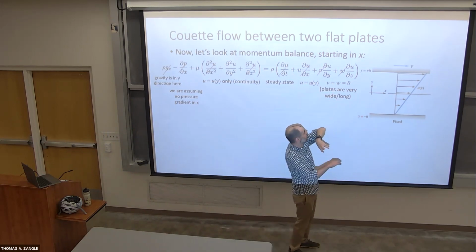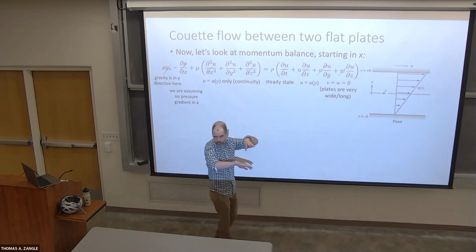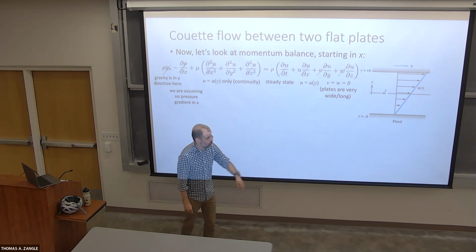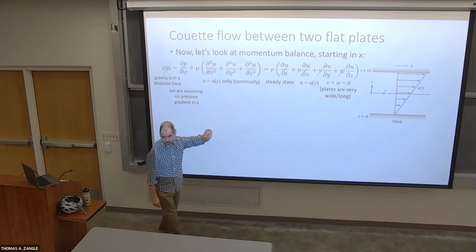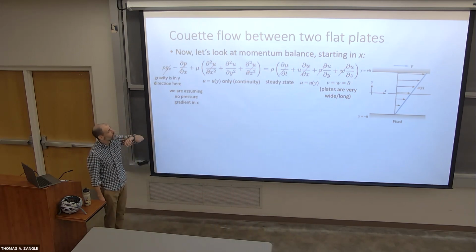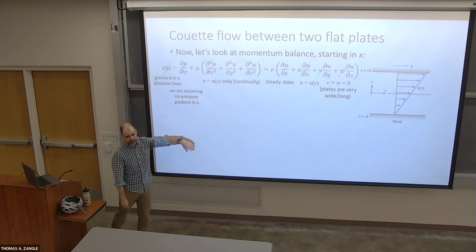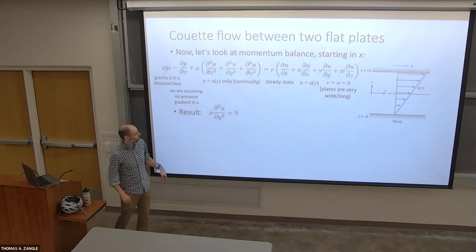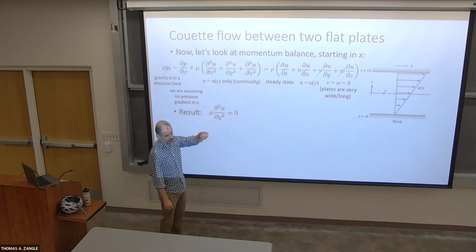The plates are very wide and long. We don't have any other flows in the problem. The only thing going on is everything moving in the x direction. W and v are also 0. Almost everything is canceled out. We have one term left: d squared u over dy squared.